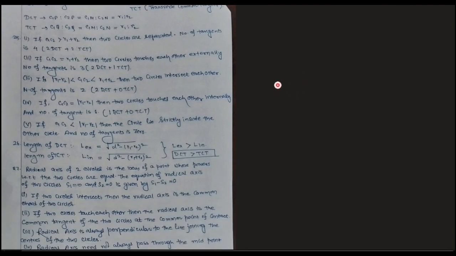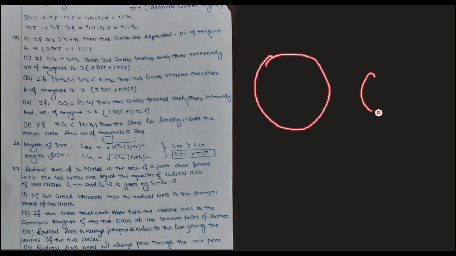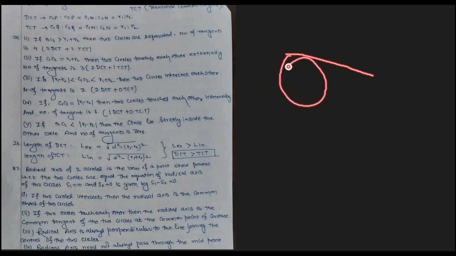Now coming to point number 26, the direct common tangent. If you have one circle here and another circle here, and you are interested in calculating this length, it is called the length of the direct common tangent. If the points are P and Q and you are interested in the DCT length, then you can apply this formula: D square minus (R1 minus R2) square.